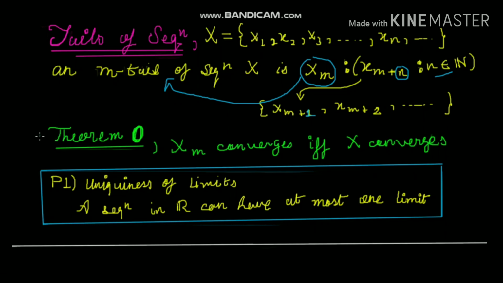Now we go into our first theorem, which is theorem 0. It states that X of M converges if and only if X converges. So this is an if and only if statement, and you need to show both sides of the statement to prove this thing. So I leave this theorem to you as a problem. It's very easy to prove.